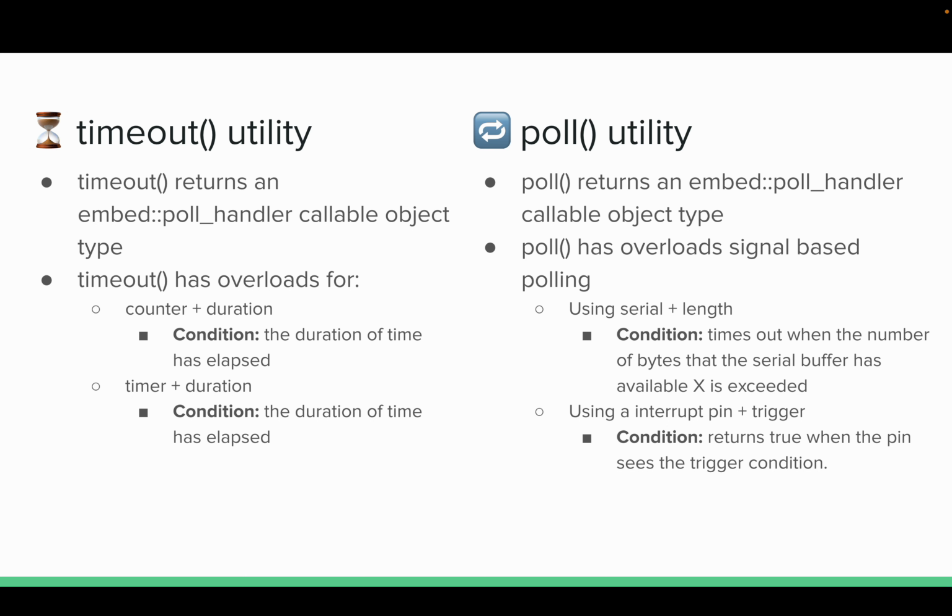And in the case with interrupt pin, you can give it an interrupt pin and a trigger. So you set up the interrupt to trigger on a particular condition, and when that particular condition occurs, it sets a flag, and that's it. That's done. And like I said before, the whole idea with timeout is that it should always return true after the first time. So each one of these actually should fit that model.